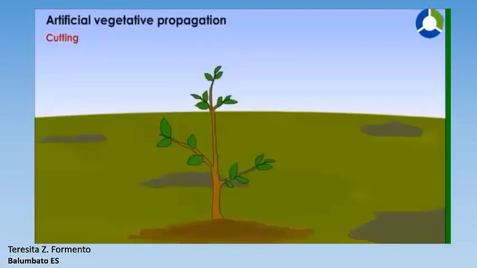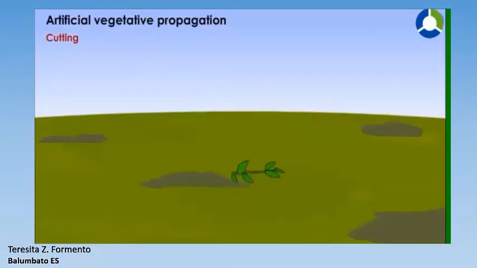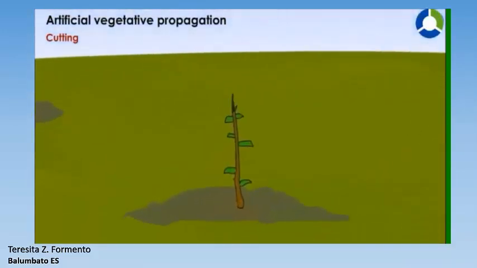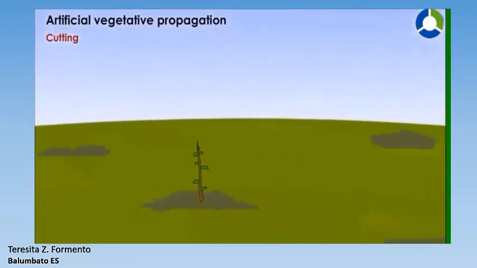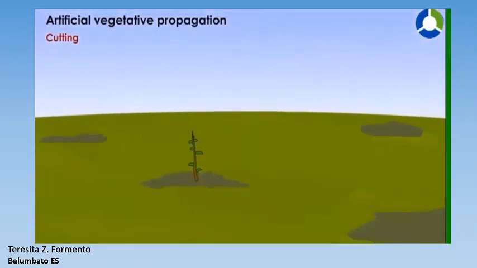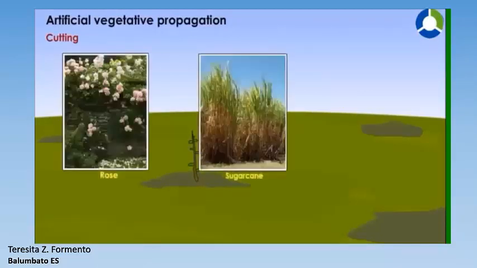Cutting. For cutting, we have to select a healthy young branch with a few nodes and internodes. Then cut off the branch and remove most of its leaves. Now the cut end is stuck into some good moist soil. Look at the cutting after some days. We can see that it develops roots and grows into a new plant. This method is used to propagate plants like rose, sugarcane, and pineapple.